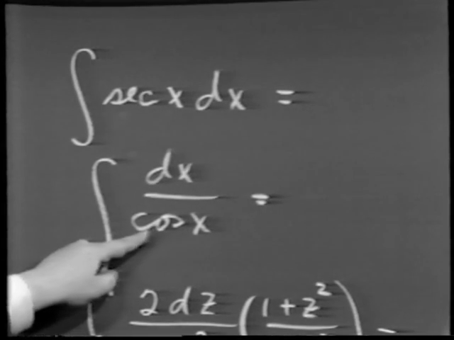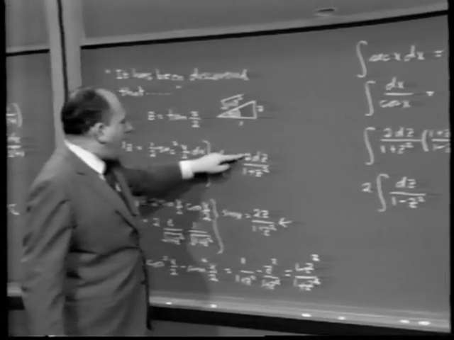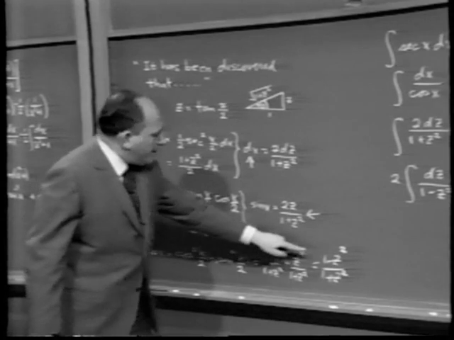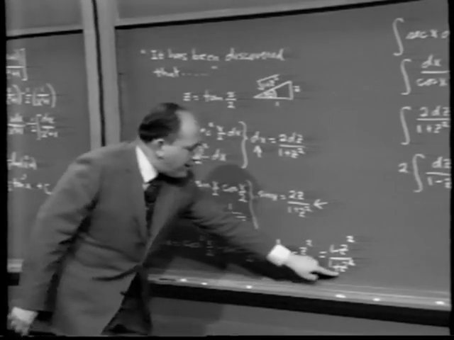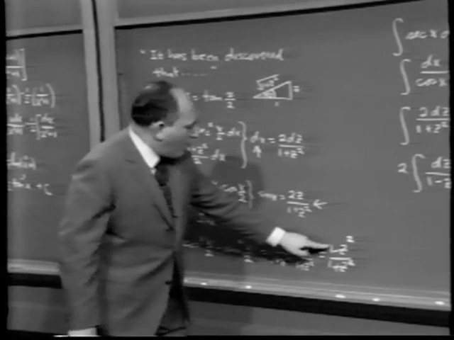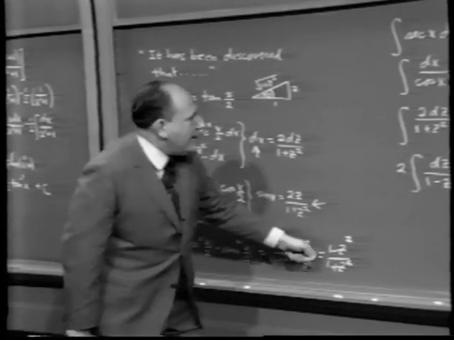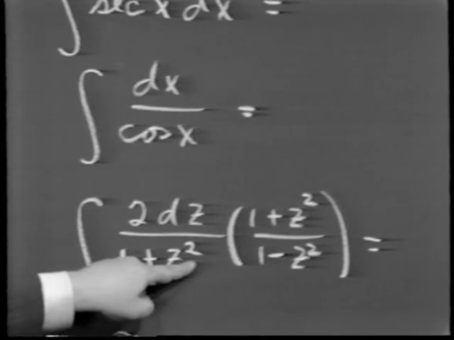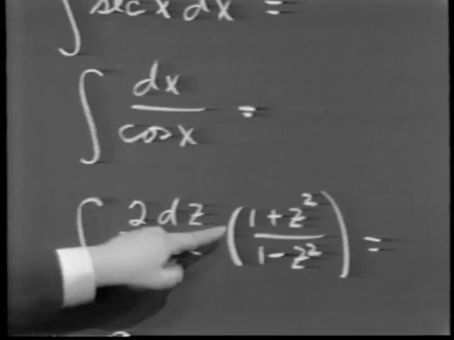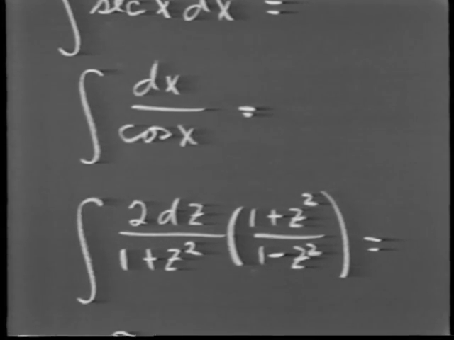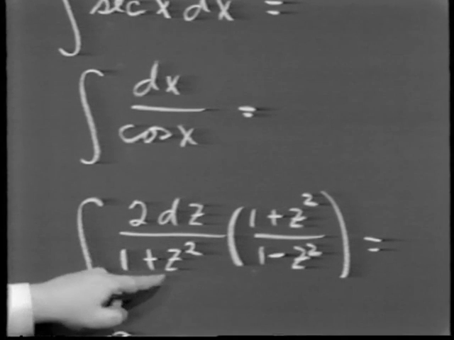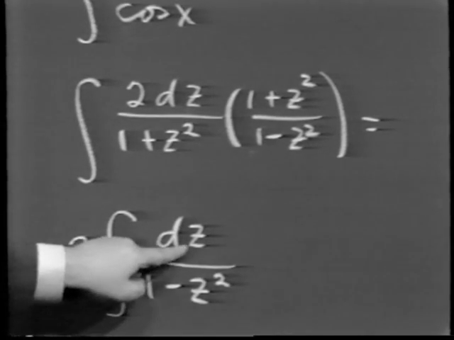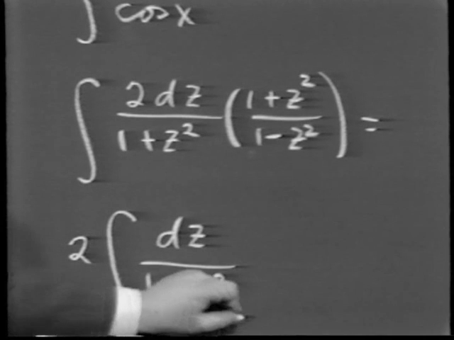Now, let's come back here for a moment just to refresh our memories. We saw that dx was 2 dz over 1 plus z squared. We saw that cosine x was 1 minus z squared over 1 plus z squared. Therefore, 1 over cosine x will just be the reciprocal of this. In other words, coming back here now, we can replace dx by 2 dz over 1 plus z squared, and 1 over cosine x by 1 plus z squared over 1 minus z squared. Okay? Therefore, in terms of this substitution, integral secant x dx is just twice integral dz over 1 minus z squared.